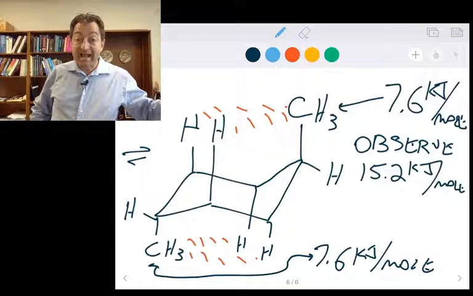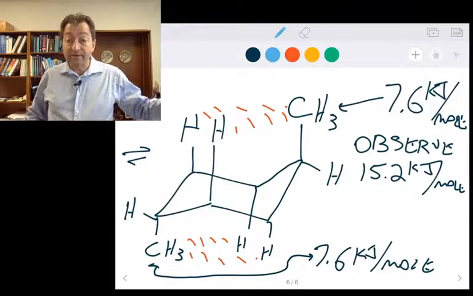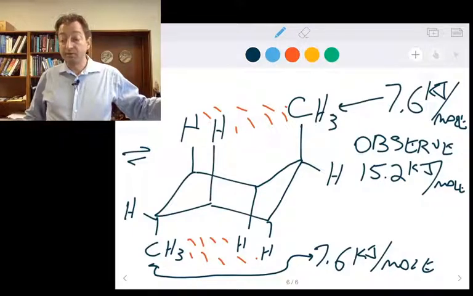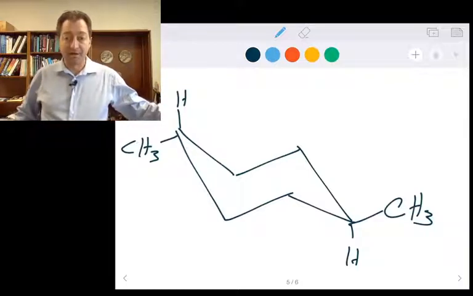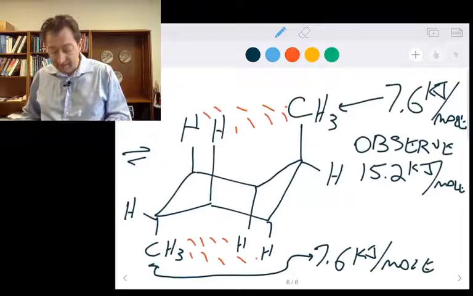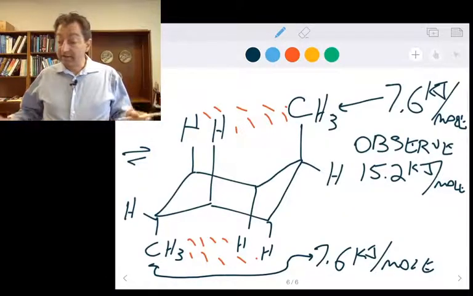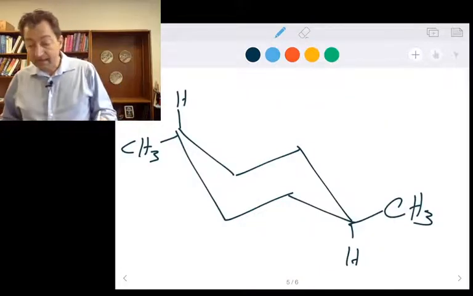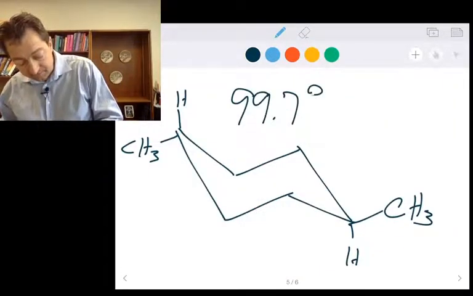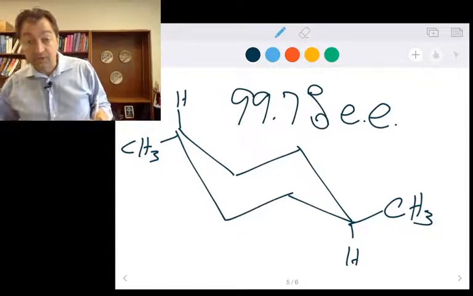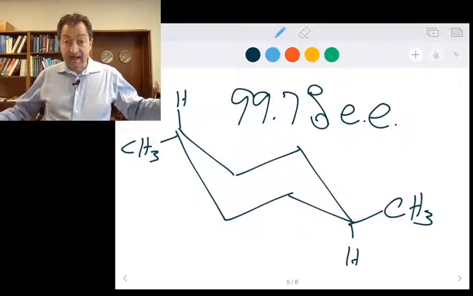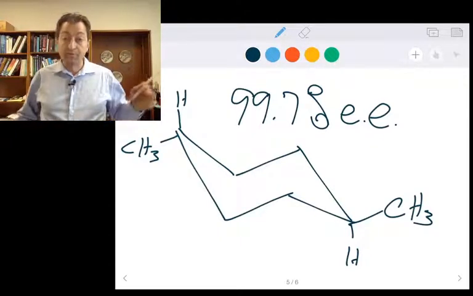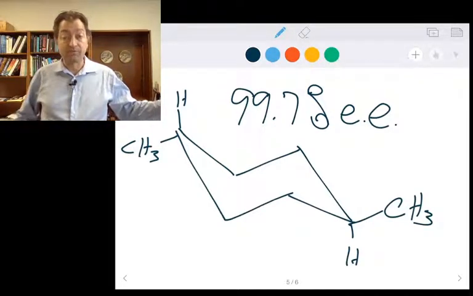We observe that this diaxial conformation, where both methyl groups are in the axial position, is 15.2 kilojoules per mole higher in energy than the other chair conformation where both of those methyl groups are sticking out equatorial. That's a big energy difference in terms of what we're looking at here. What that means is that at equilibrium, 99.7% of trans 1,4-dimethyl cyclohexane is in this diequatorial conformation. That 15.2 kilojoules per mole is sufficient to ensure most of it sits in this conformation.